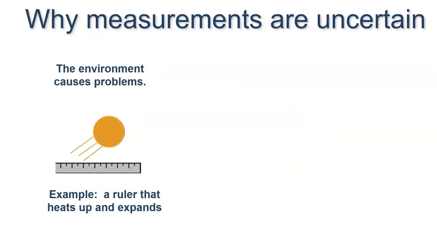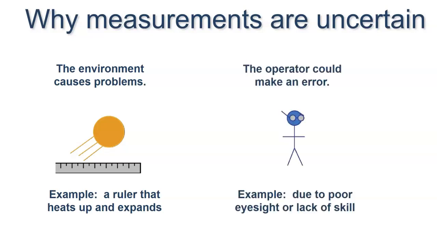The environment may cause problems. Most things, when it's heated, they will expand. Not just rulers, but sometimes beakers and graduated cylinders will do the same. So in order for us to collect proper measurements, if our beakers or rulers expand, it would be difficult to get a correct measurement. And let's be real, we're human. We make mistakes too. So sometimes it could be just due to operator error. Human error is part of that uncertainty as well.